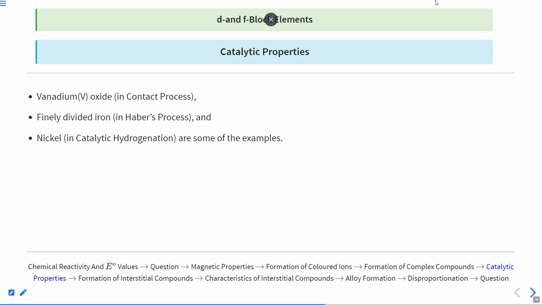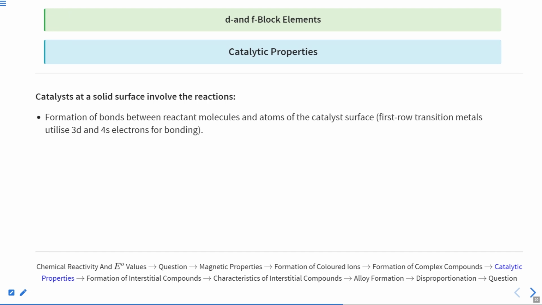Now, examples of the catalytic property. First is vanadium oxide, which is used in the contact process. Then we have iron, which is used in Haber's process. Again, we have nickel, which is used in catalytic hydrogenations.